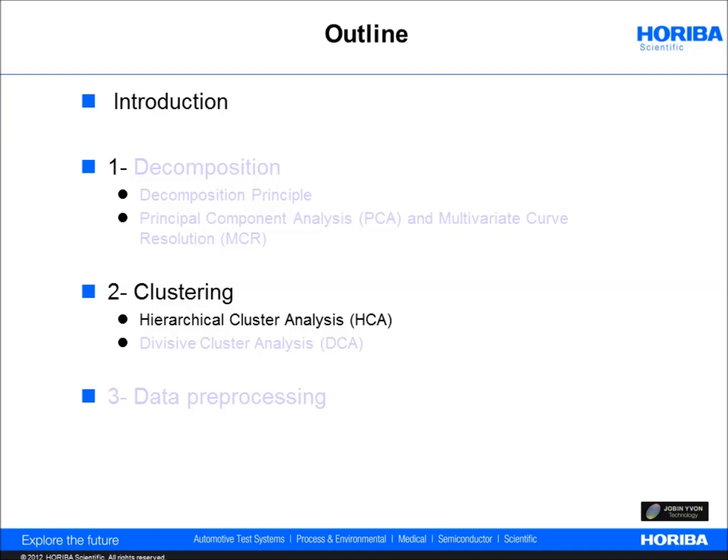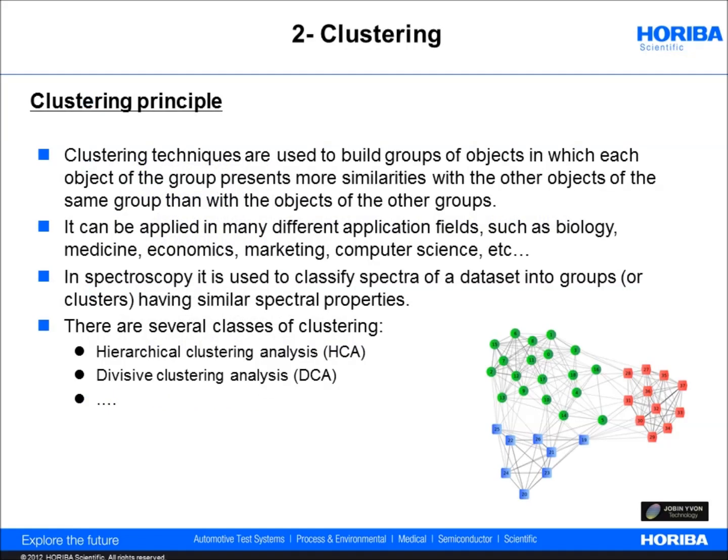Let's focus now on the second part, which is the clustering. Clustering is another popular analysis method employing MVA. It is used to group objects having similarities into classes or clusters. It is applied in many different fields, ranging from marketing to the web or to biology.